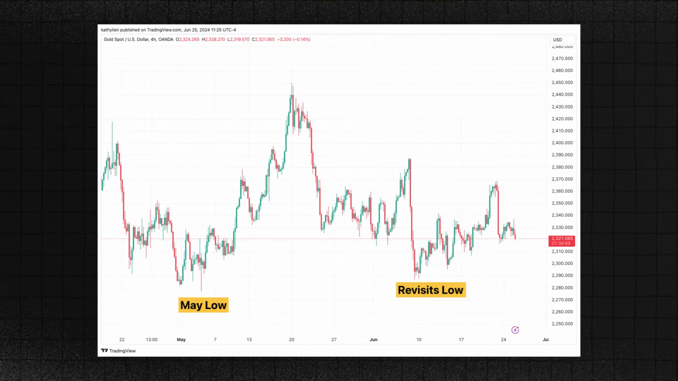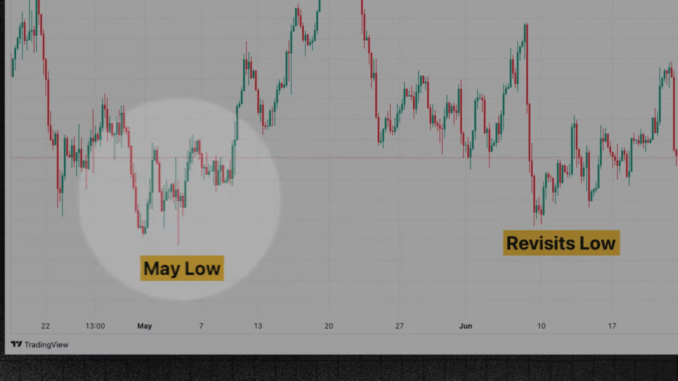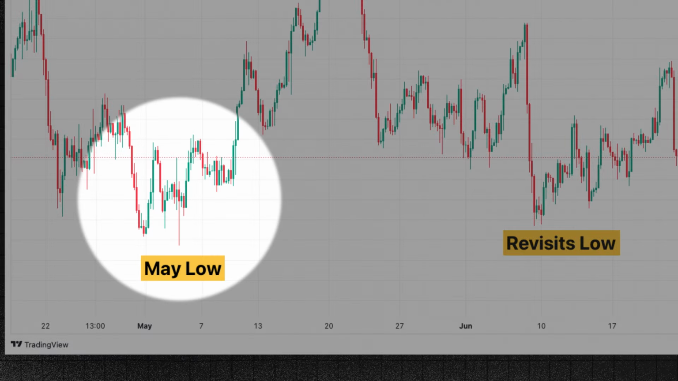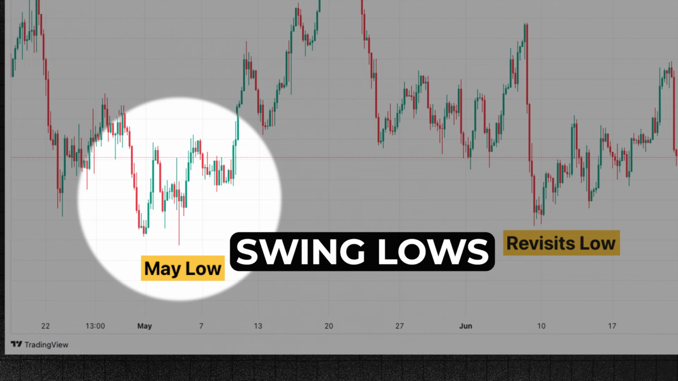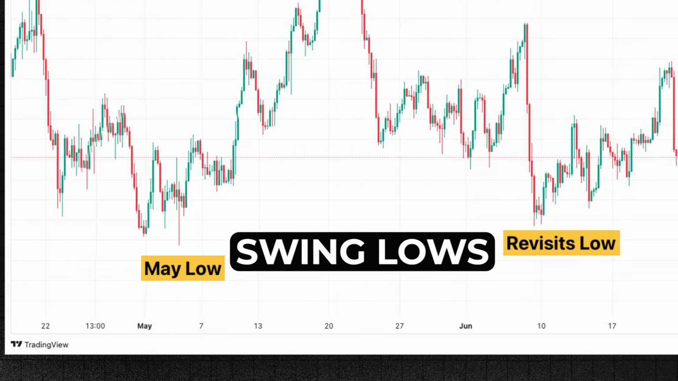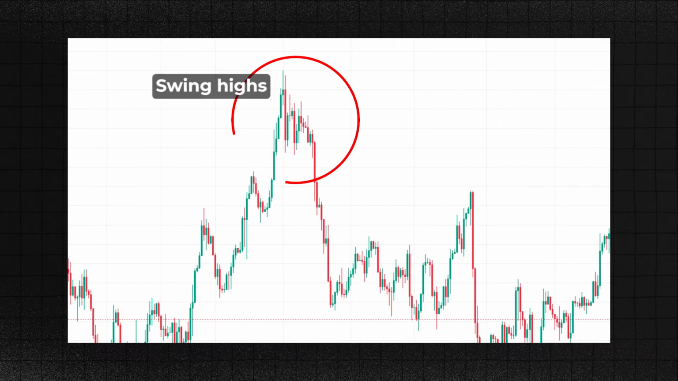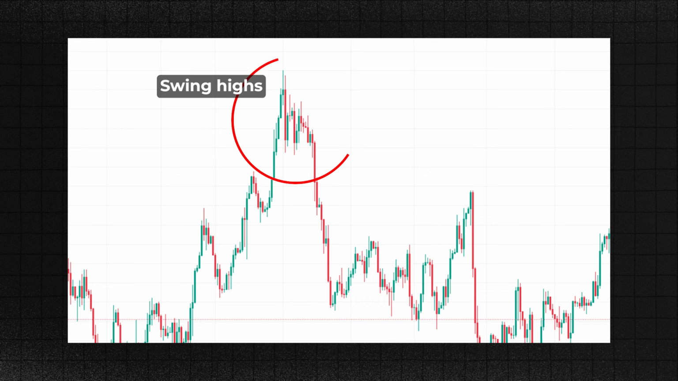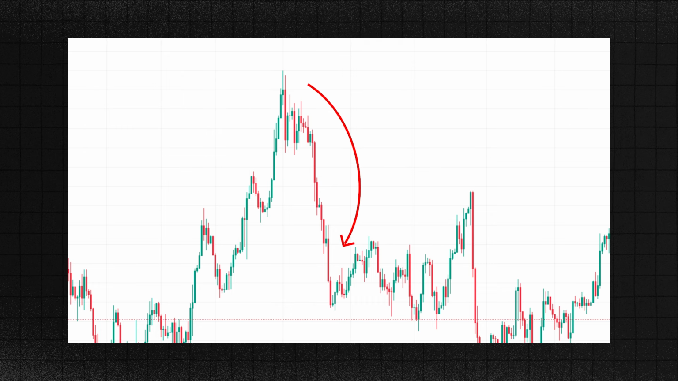Take a look at this gold chart, for example. The price drops so low in May, and then in June, it revisits the swing low and fails to break through it. These points, which is where the price stops moving lower, are called swing lows, and they can act as support levels. Likewise, swing highs appear where the price stops rising and starts to move lower, making it a good resistance level to trade against.